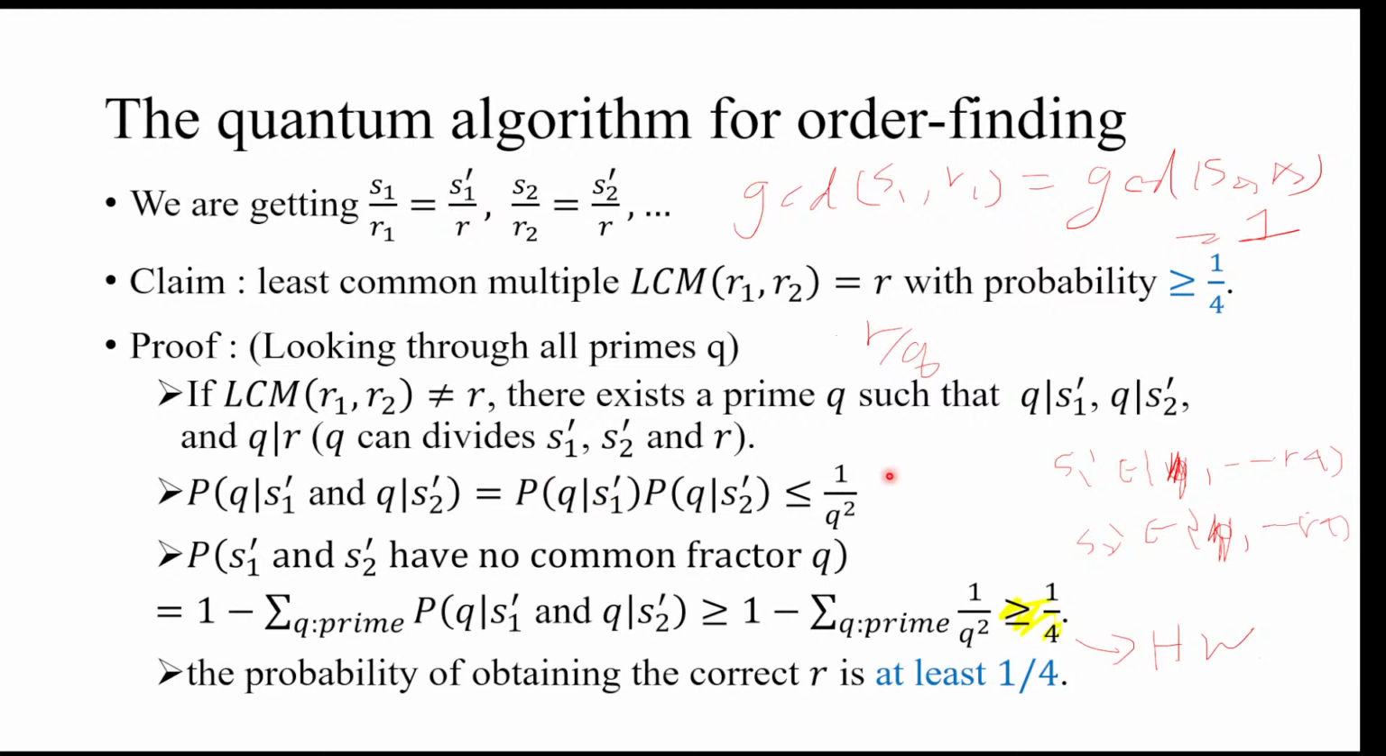Okay. And now let's just look at the probability. So S1 prime and S2 prime, now remember they are totally, we haven't used this, I guess let's start with probability. So here the probability is, we fix some Q, so we are going to look through all Q.